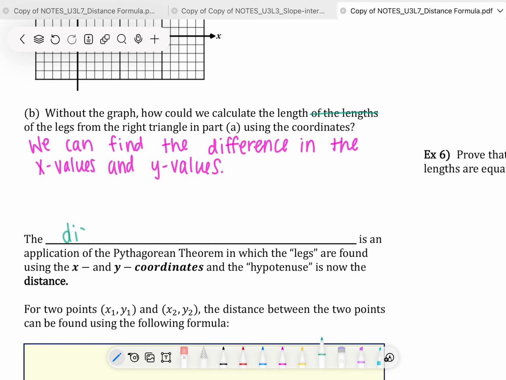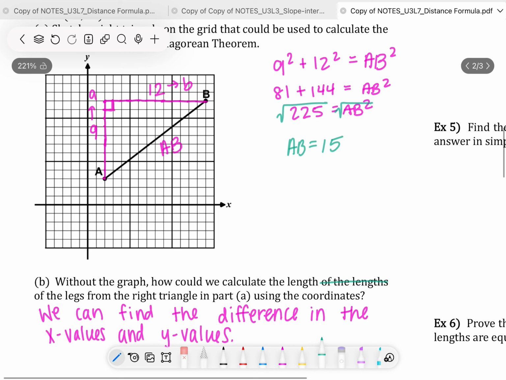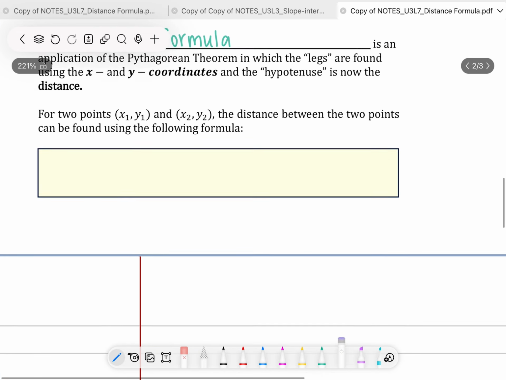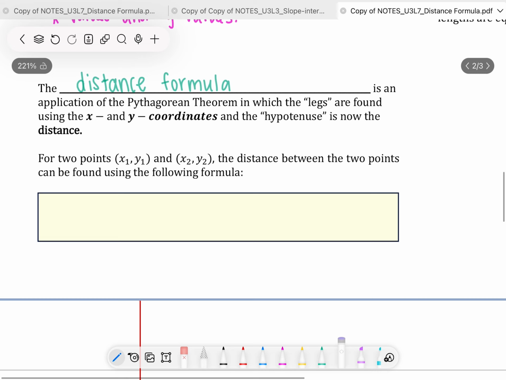So the distance formula is an application of the Pythagorean theorem in which the legs are found using the x and y coordinates, and then the hypotenuse is now the distance. So the hypotenuse of the triangle up here was the distance between A and B. Okay, so for 2 generic points, x1, y1, and x2, y2, the distance between those 2 points can be found using the following formula. So it's basically the same as the Pythagorean theorem.